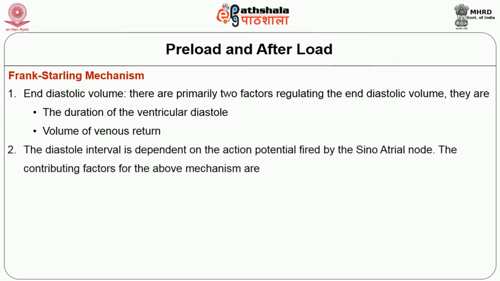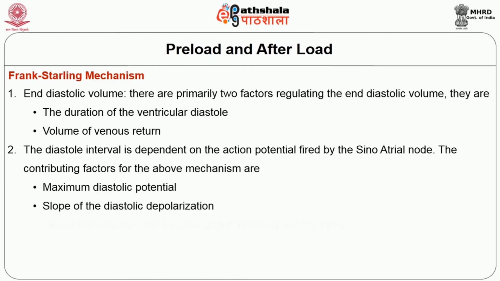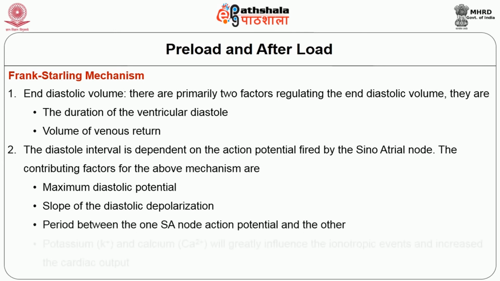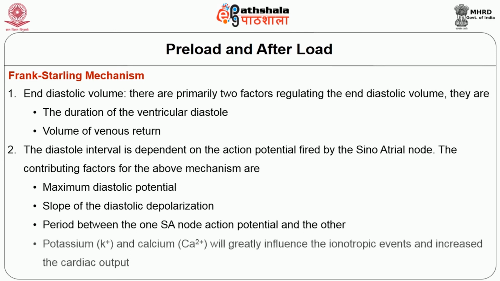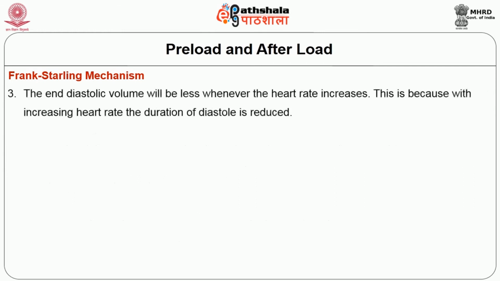This diastolic interval is dependent on the action potential fired by the sinoatrial node. The contributing factors for the above mechanisms are maximum diastolic potential, slope of the diastolic depolarization, and the period between one SA node action potential and the other. Potassium and calcium will greatly influence the inotropic events and increase the cardiac output. The end diastolic volume will be less whenever heart rate increases. This is because with increasing heart rate, the duration of diastole is reduced.